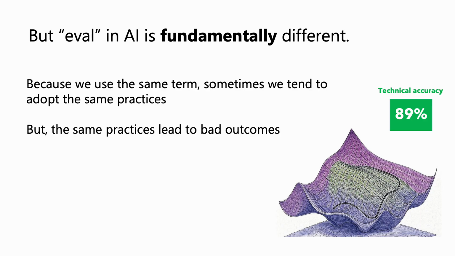And this provides us with a good base, but it's also very tricky because eval in AI is fundamentally different. If we bring the practices we learned from the past to AI, maybe in some cases they can help, but as we're going to see already today, there are places where they can hurt. So we need to be a bit careful when we use the term eval, because we tend to use the same term, sometimes with the same meaning. But in AI, eval means a very different thing, as we are going to see in a few slides.